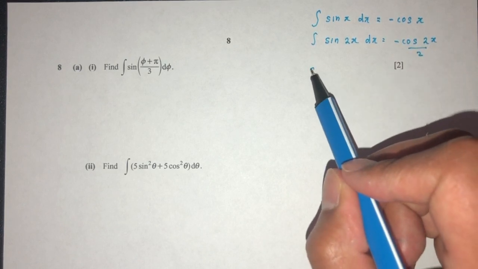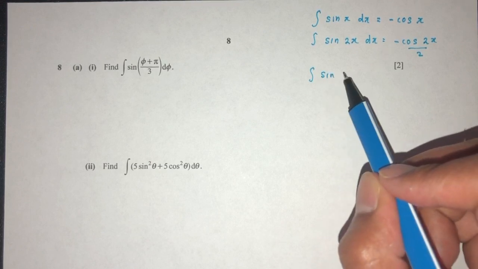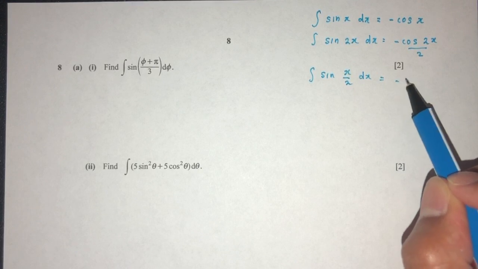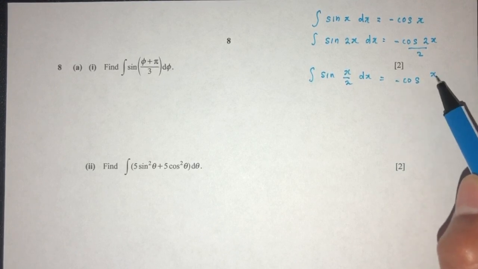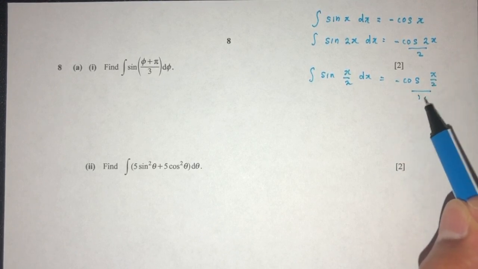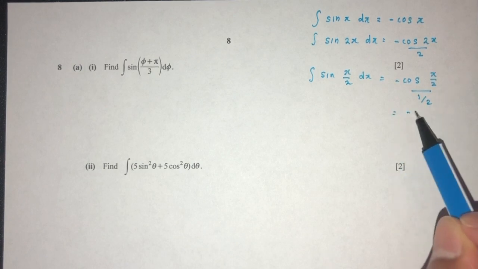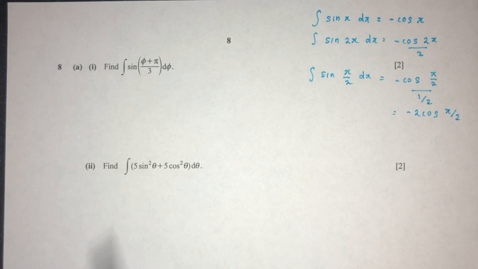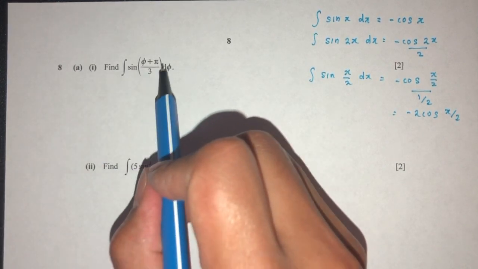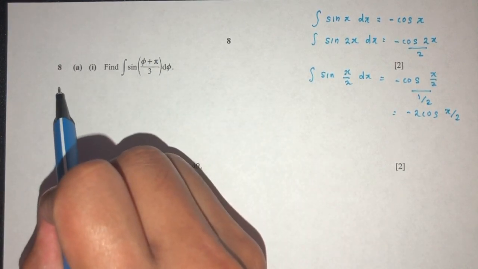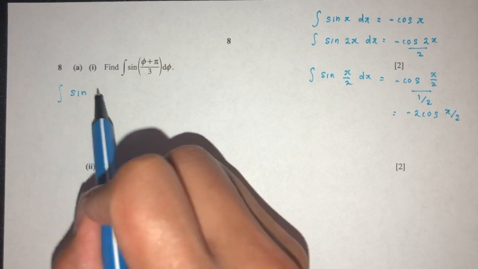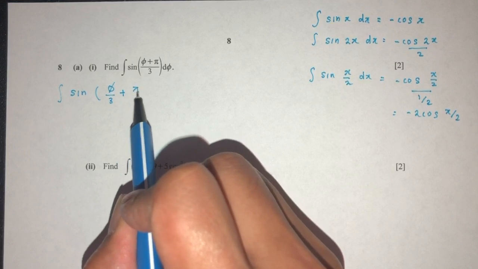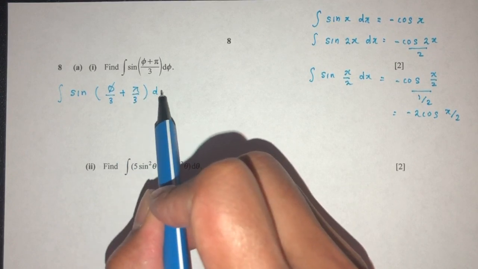Same way, what is the integration of sine of x over 2 dx? It will be minus cos of x over 2 divided by half, and that will be minus 2 cos of x over 2. So same way here, let's find this. So what we can do here, we can break this down into two parts. That will be the integration of sine of phi over 3 plus pi over 3, with respect to d phi.